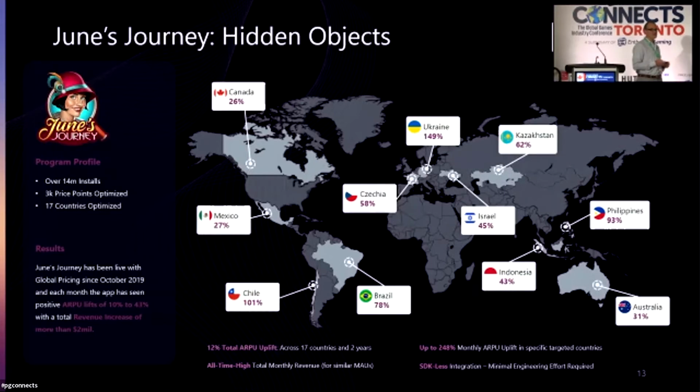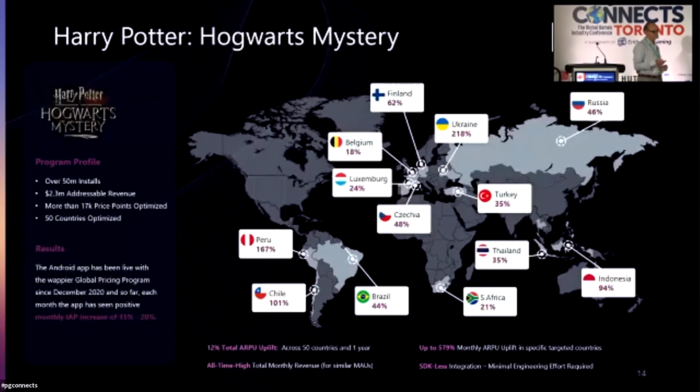Gin's Journey, another game, let's name them. A very large hidden objects game, on average about a 30 to 40% increase on a monthly basis. It does fluctuate up and down. Harry Potter from Jam City, a big game with over $2 million of revenue. We're optimizing about 50 countries for them.